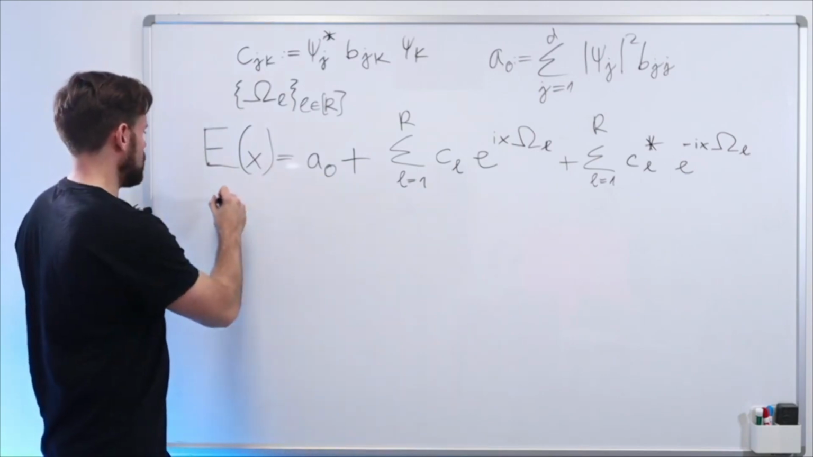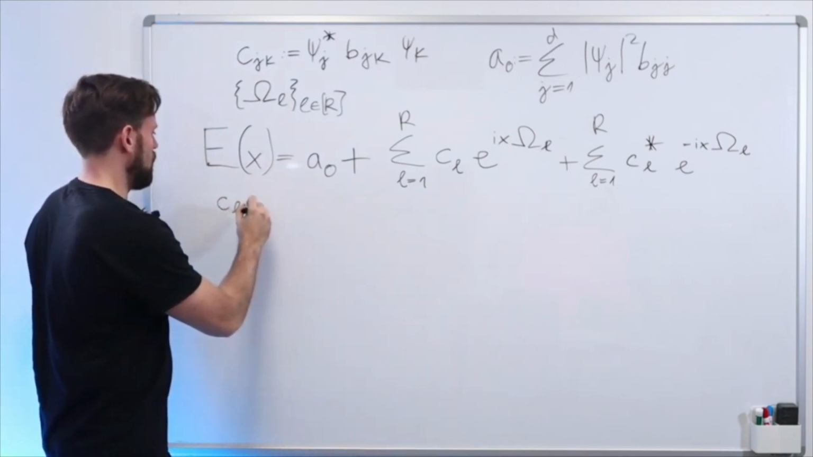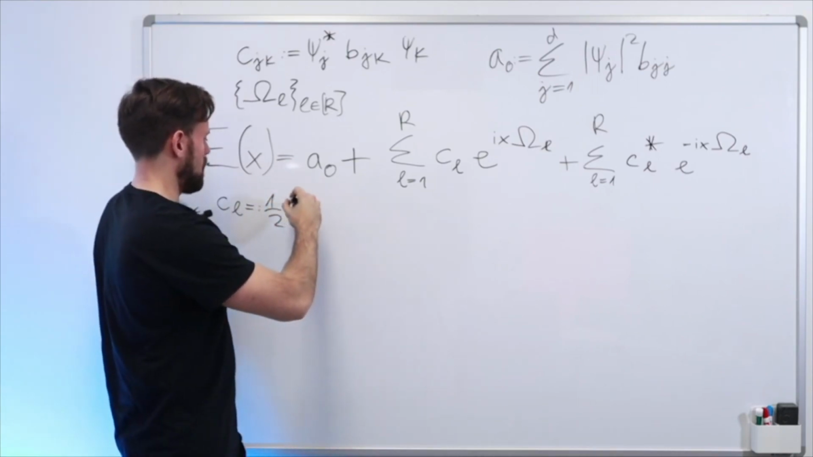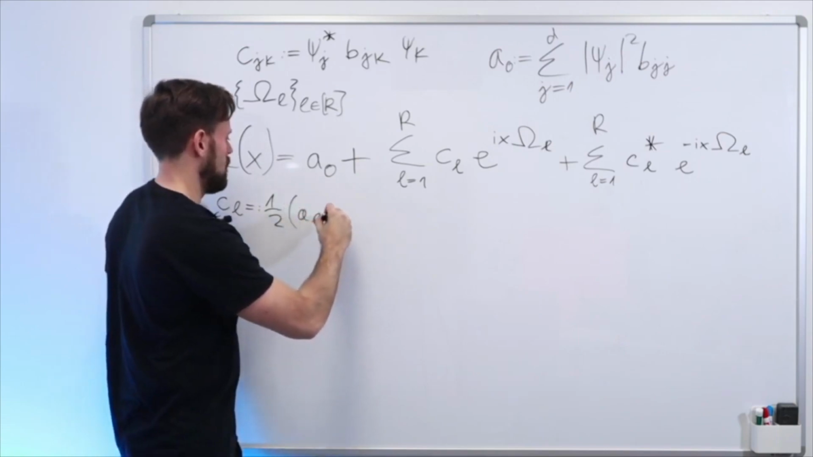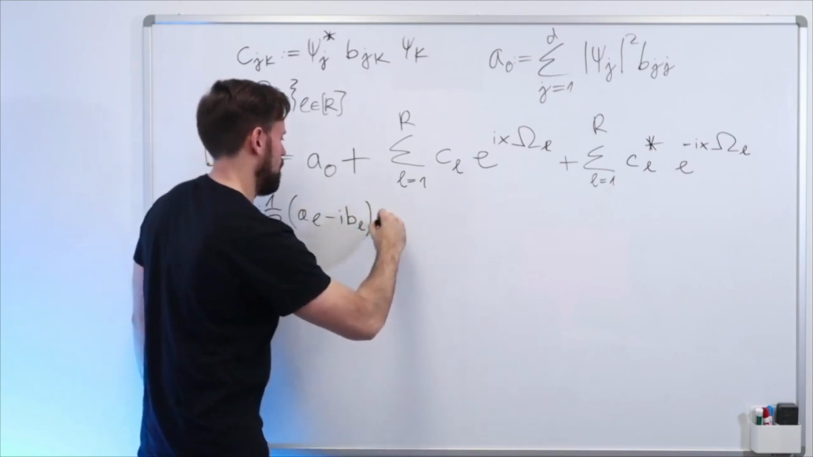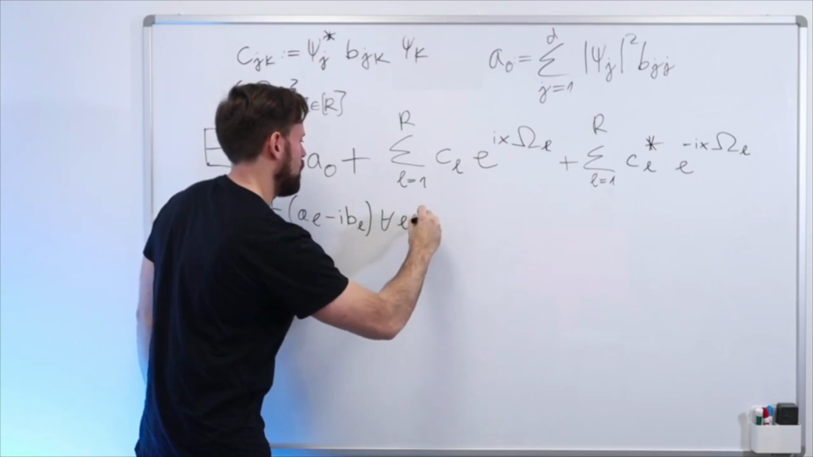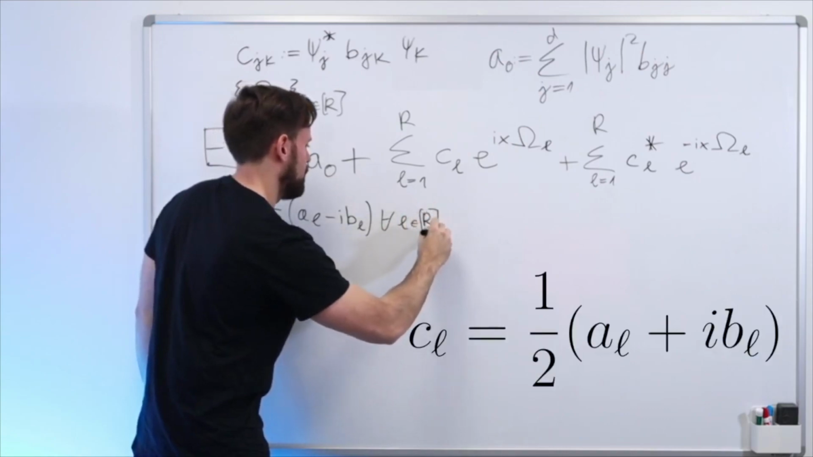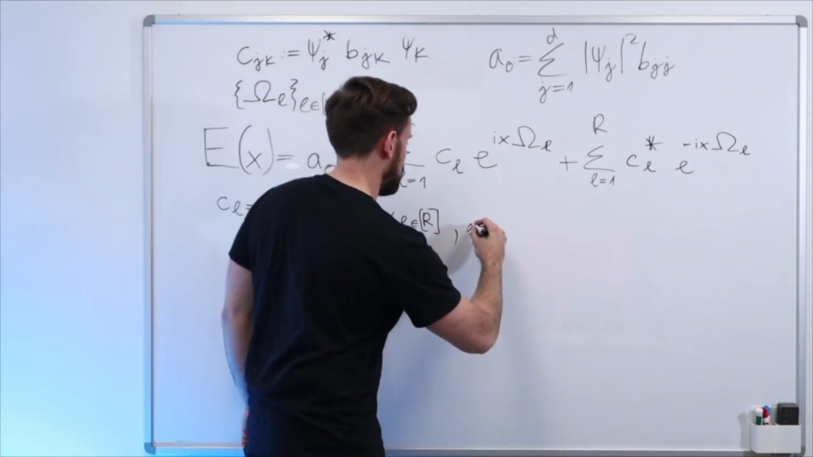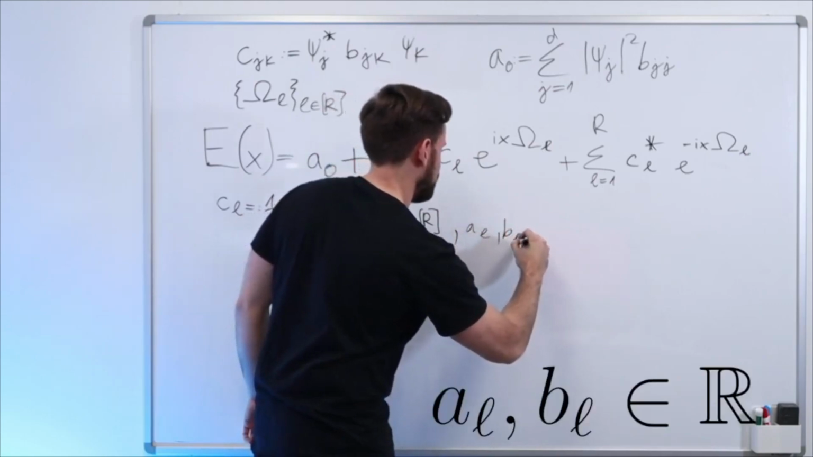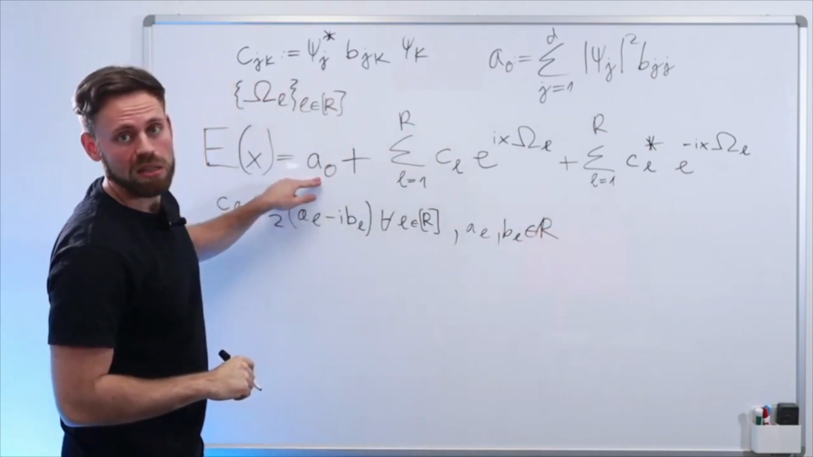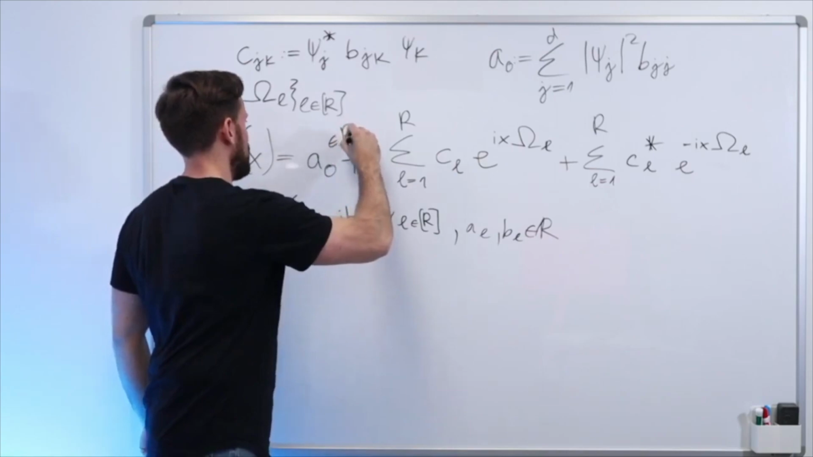For the first one, let's introduce the two new coefficients that we would like to use, such that CL is going to be 1 over 2 AL minus I BL for every L out of square bracket R. All right, let's complete the definitions of AL and BL by also mentioning that these coefficients are going to be real numbers. And also mentioning that the previously defined A0 coefficient is going to be a real number as well.